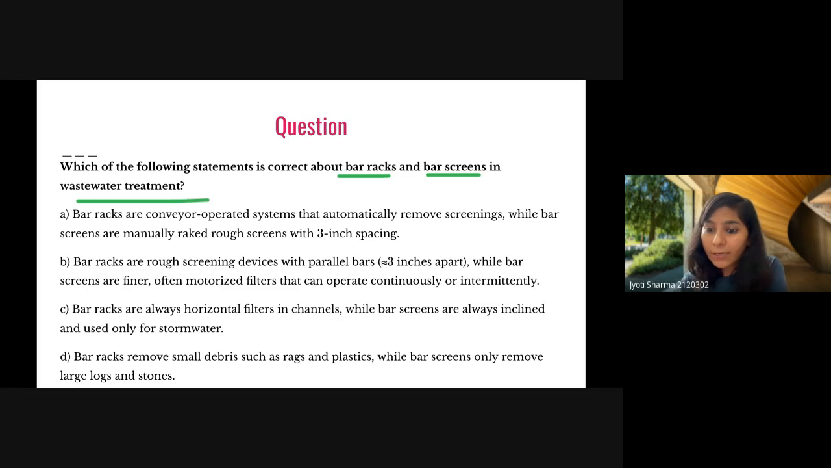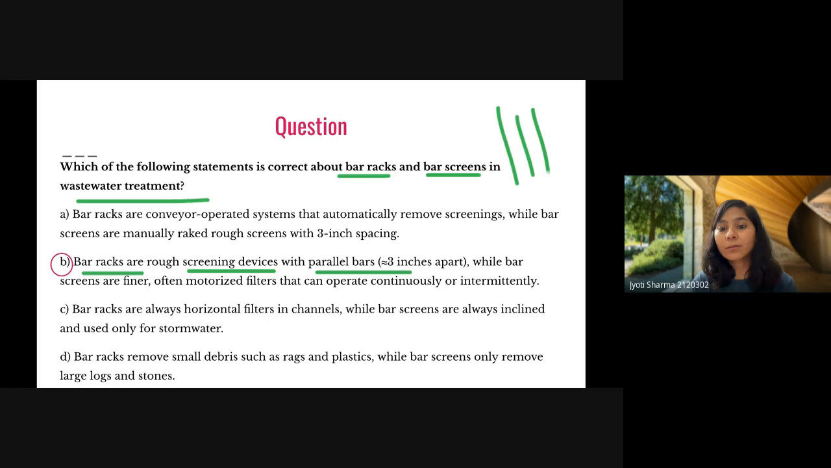Okay, so Priscilla gave me B and Venkateshwara also gave me B. Yes, so B is the right answer. So what we have, first we have the bar racks. So that is the screening device. These are the parallel bars, something like this.